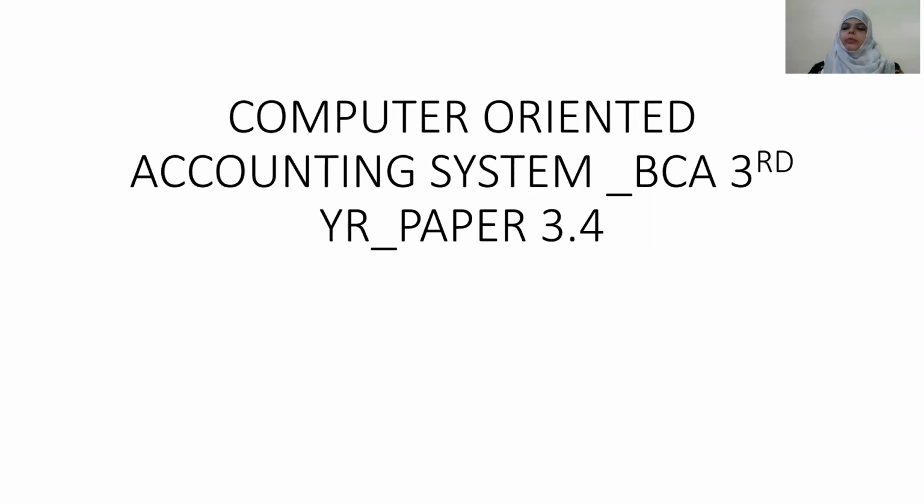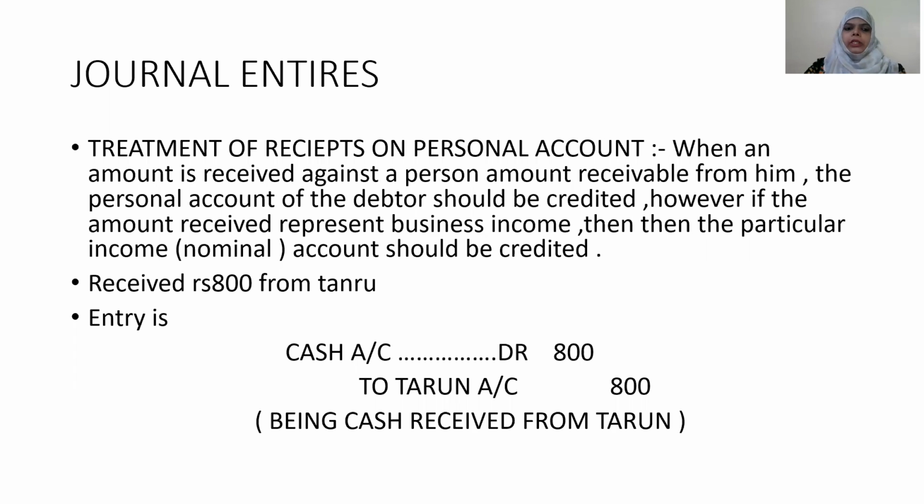In the previous class, we learned about the journal entries of receipt, of purchase and sales account, credit and cash transactions, transactions related to individual persons, and transactions related to business expenses. Today we are going to learn about other topics, how those topics are related to the business, and how we exactly perform a journal entry for those transactions. Moving ahead to your PPT.